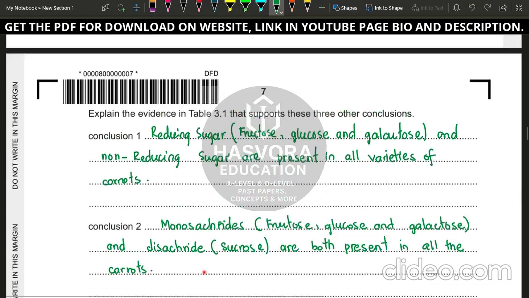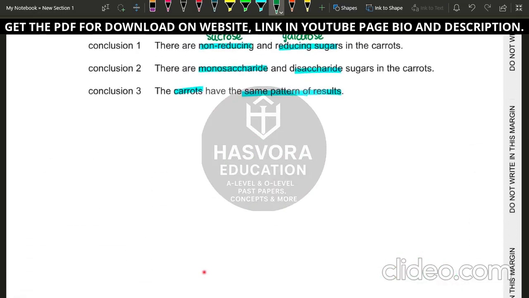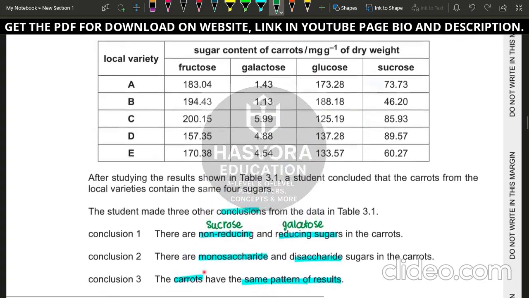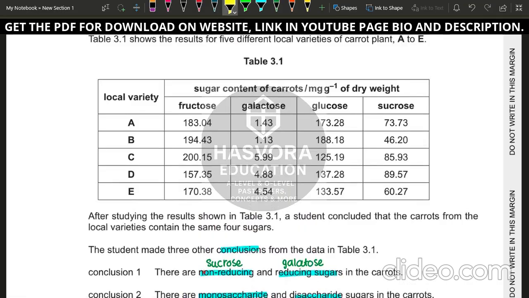Okay, then let's come to the third conclusion, which is that the carrots have the same pattern of results. Now, what do they mean by the pattern? For the local variety, carrot A, the galactose has lower content than the sucrose, then the sucrose is lower than the glucose, and the glucose is lower than the fructose. Now, for the second one, B, it is the same pattern. The sucrose is less than your glucose, the glucose is less than your fructose, and the minimum is your galactose.